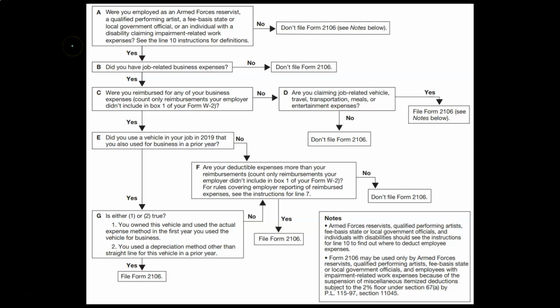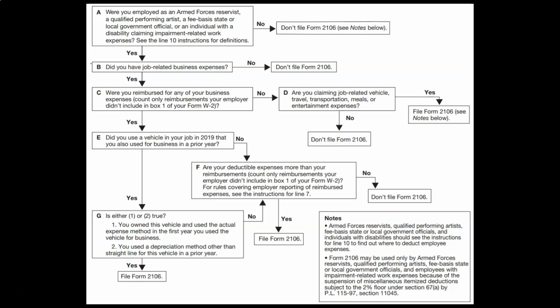So A, were you employed as an Armed Forces Reservist, a qualified performing artist, a fee-based state or local government official, or an individual with disability claiming an impairment-related work expense? See the line 10 instructions for details. If no, then you're not going to be using Form 2106. If yes, then we continue on.